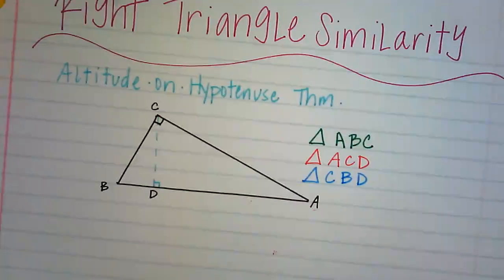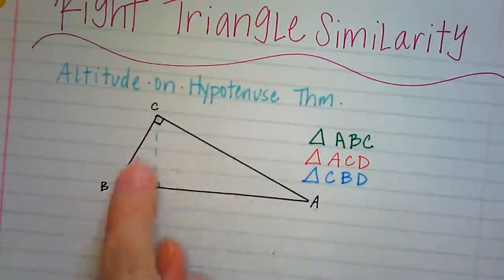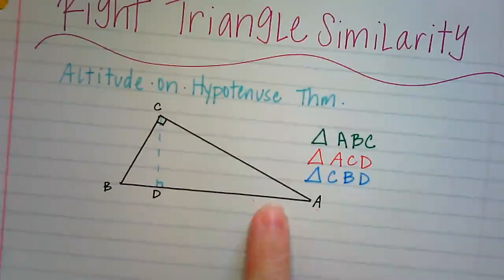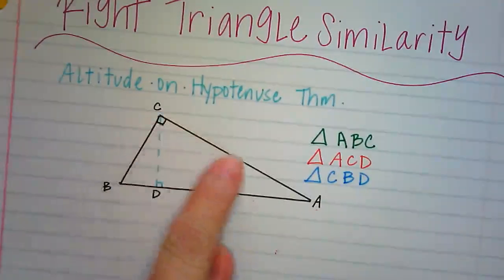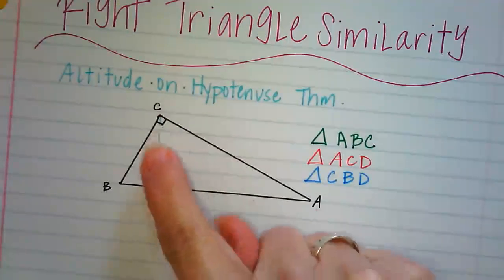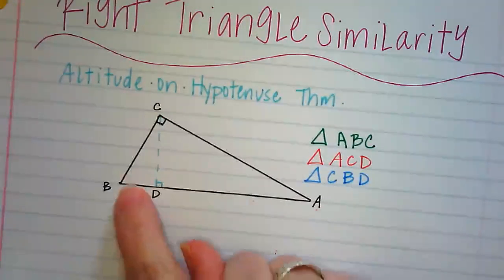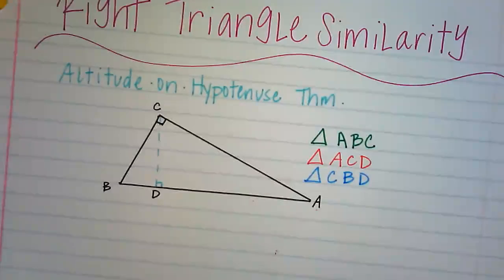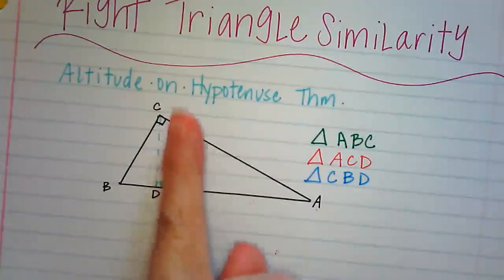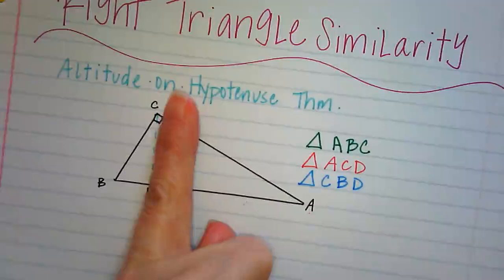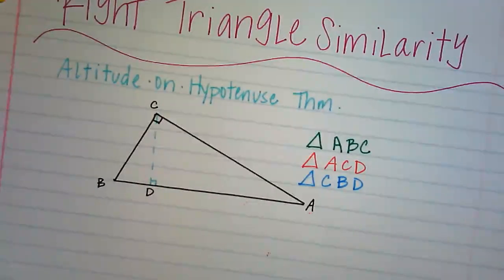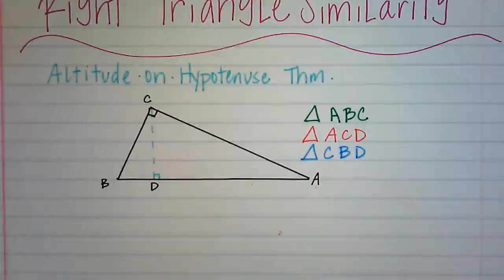We can see that they have different measurements, but this is what I want you to focus on. Papa Bear's longest side is Mama Bear's hypotenuse, and Papa Bear's shortest side is Baby Bear's hypotenuse. Then I want you to notice that Mama Bear's short leg is Baby Bear's long leg, because that's going to come into play when we start doing some of the proportions.